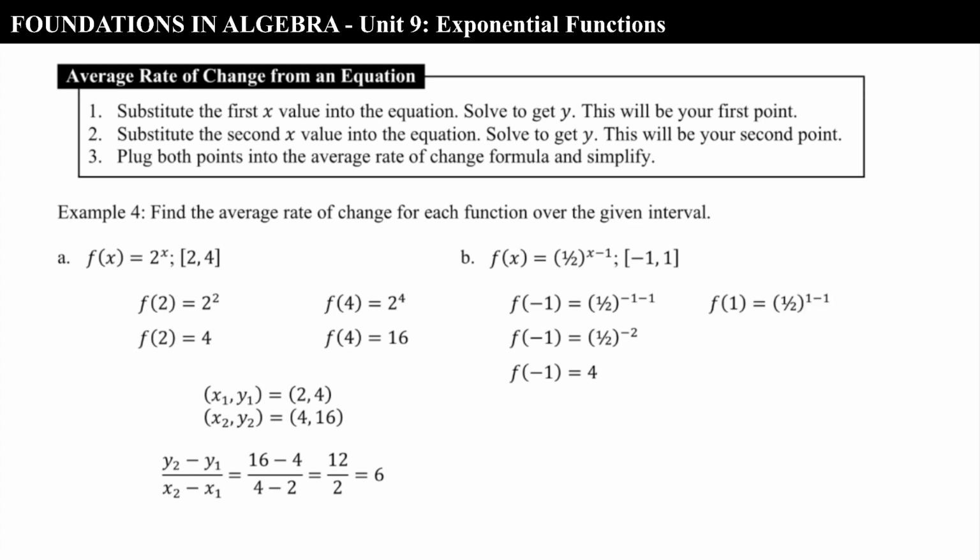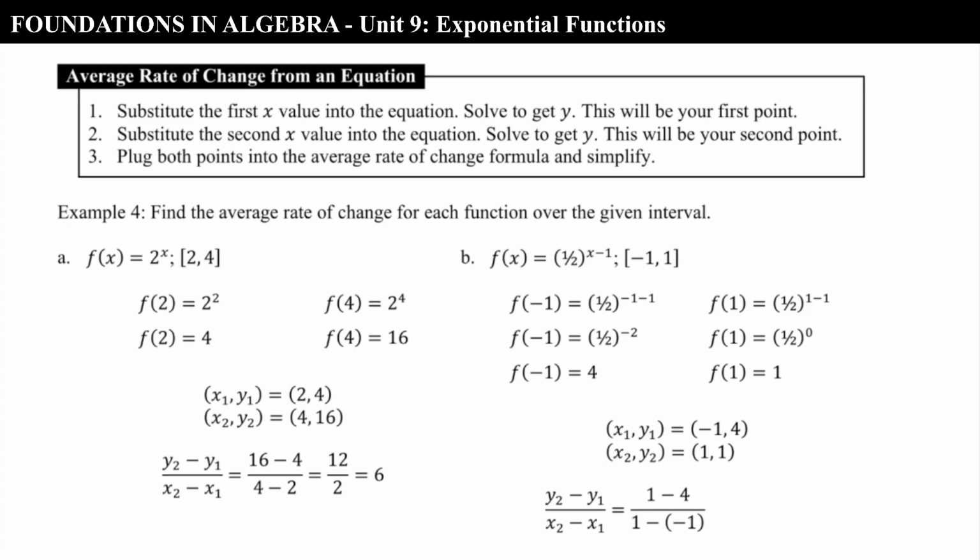We put in 1 for x. You get (1/2)^0. Anything to the 0 power is 1. So our 2 points are (-1, 4) and (1, 1). Plug that into your average rate of change formula. Evaluate the top and the bottom, and you end up with -3/2.